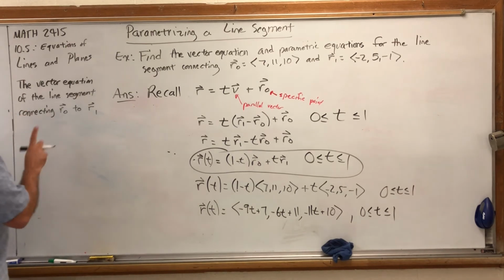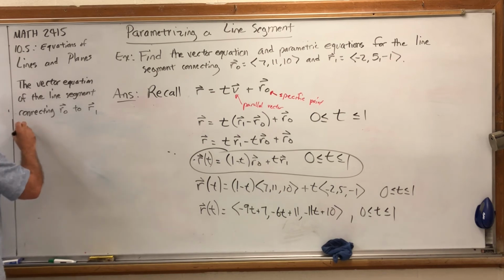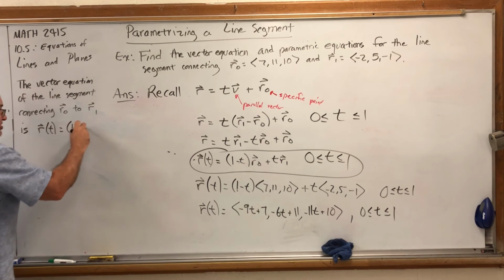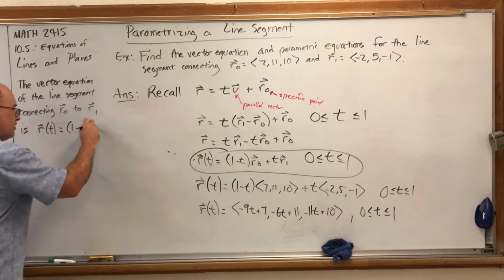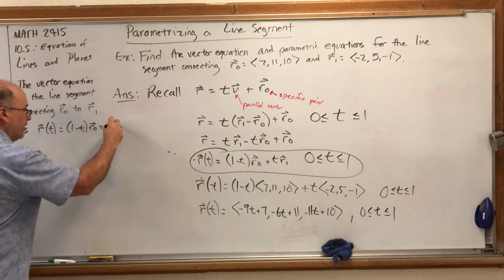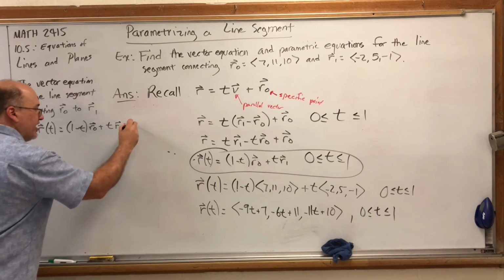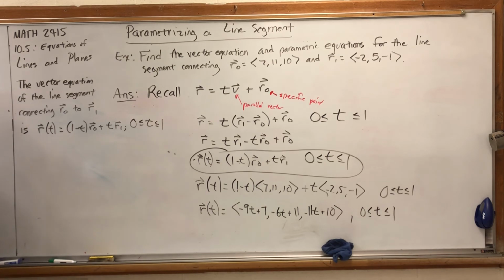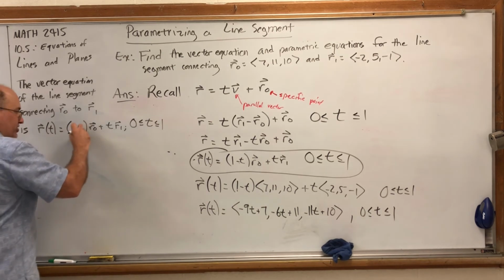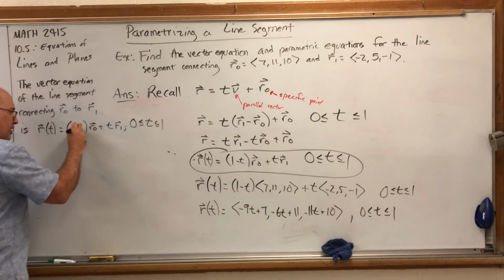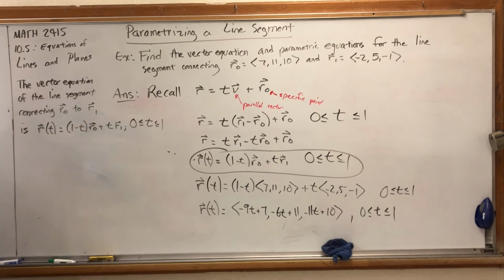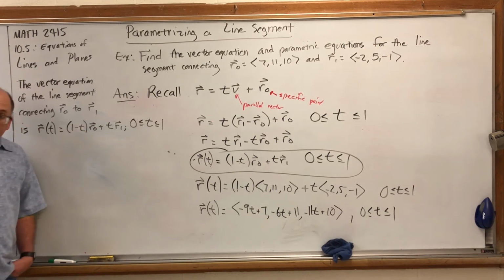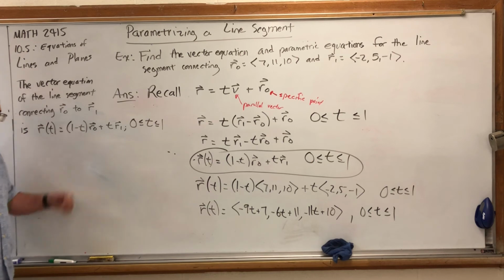But back to this, the vector equation of the line segment connecting R0 to R1 is R of t equals 1 minus t times R0 plus t times R1, with the restriction that t is greater than or equal to 0 but less than or equal to 1. It's actually not that hard to memorize this. You just have to remember a couple of things. Number one, the scalars are either t or 1 minus t.